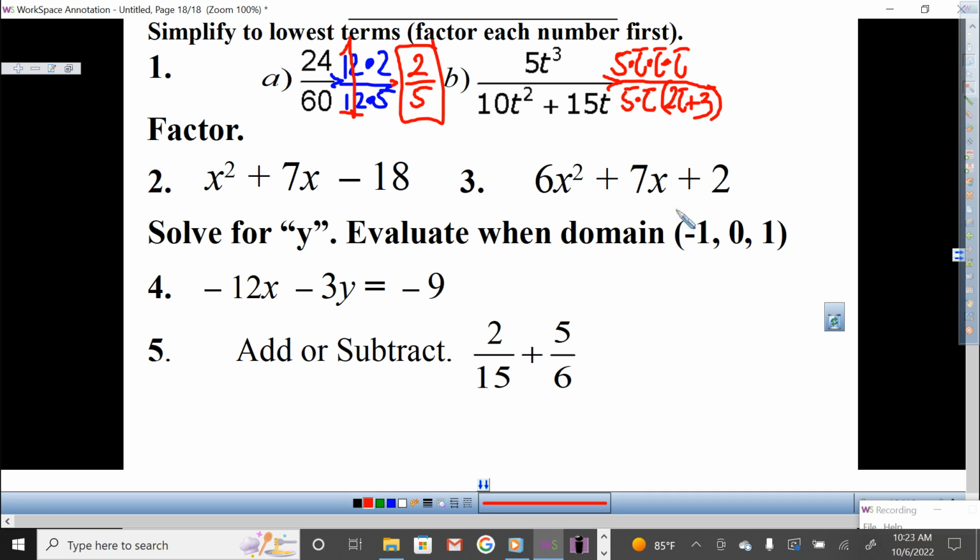Yes? All right. So, do we have a giant 1? Yes, 5 over 5 and t over t. What does that leave us in the numerator? t to the second. What does that leave us with in the denominator? 2t plus 3.